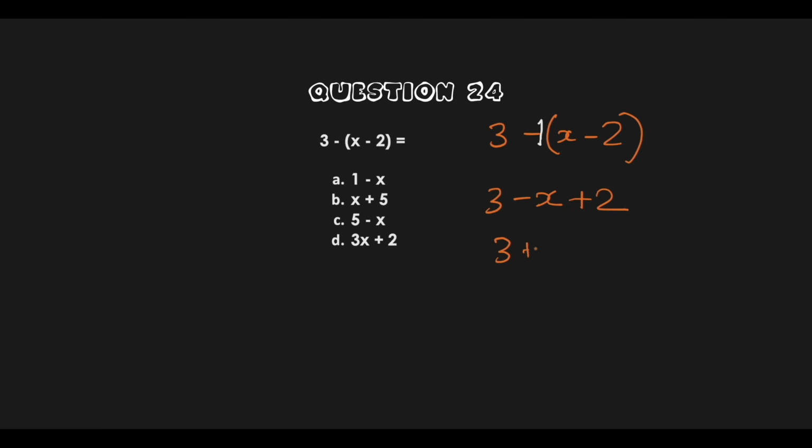I'm going to have 3 plus 2 minus x. So 3 plus 2 is 5 minus x. Remember, this part has a minus in front of it, as you can see here. So in order to expand this, we have to treat it as if this was a negative 1. So negative 1 times x is negative x. Negative 1 times negative 2 is positive 2.